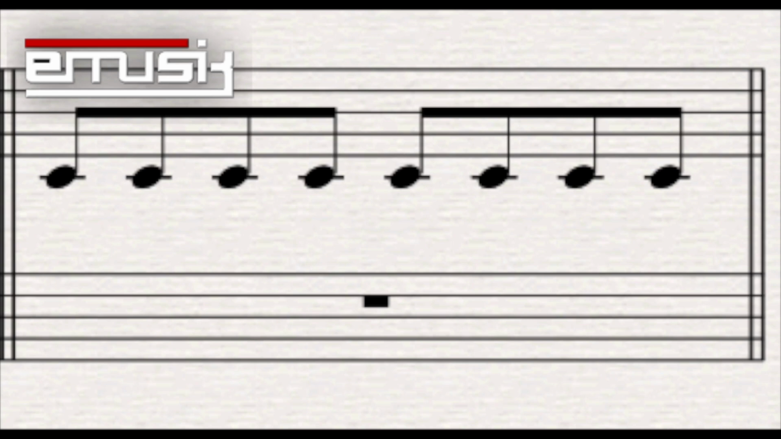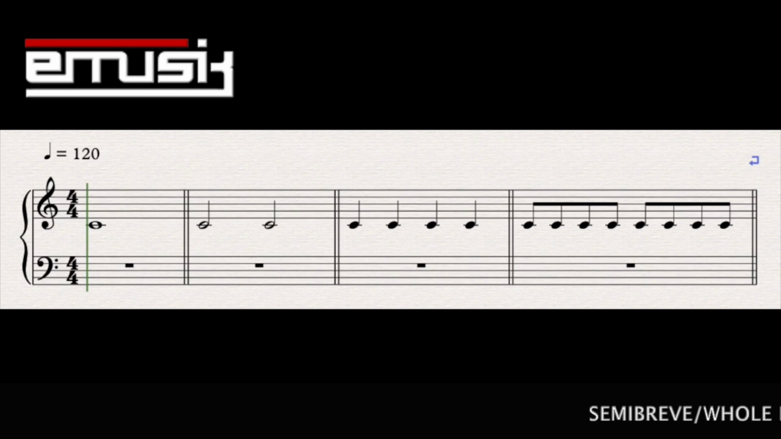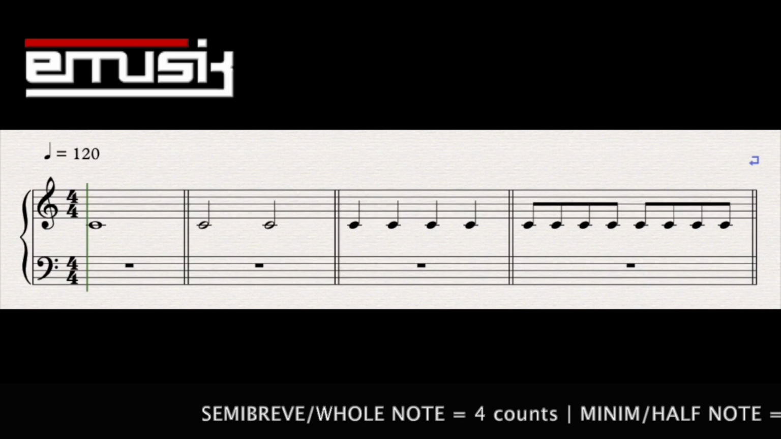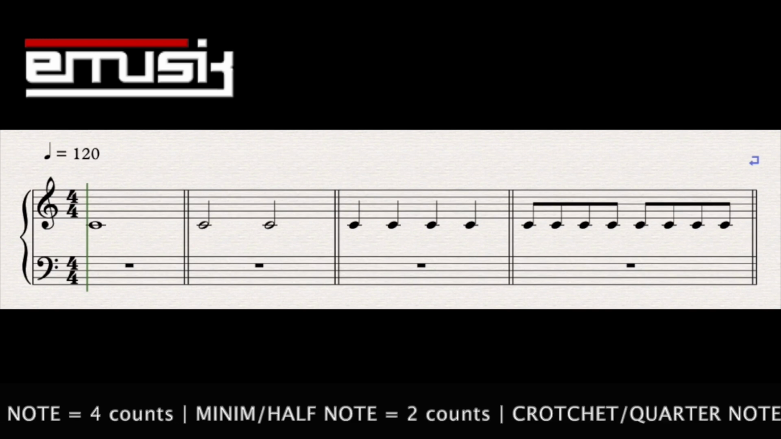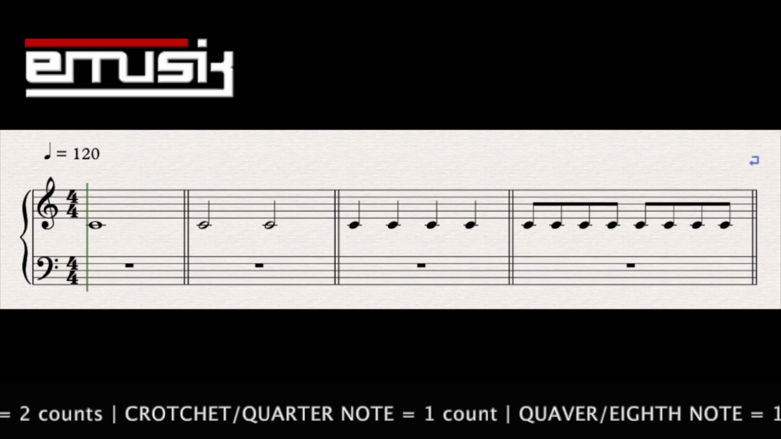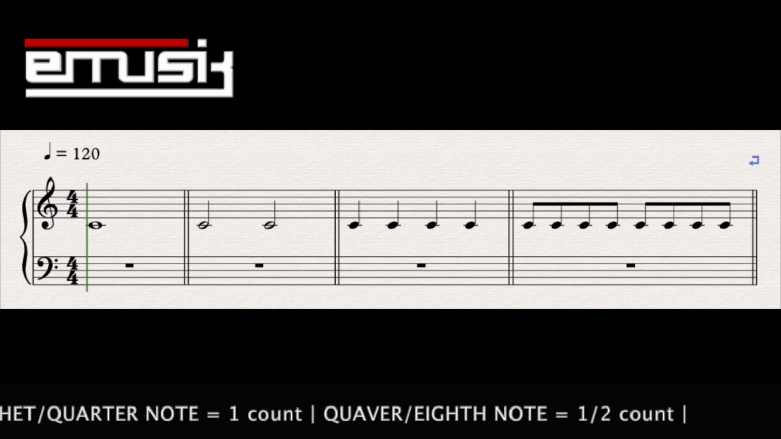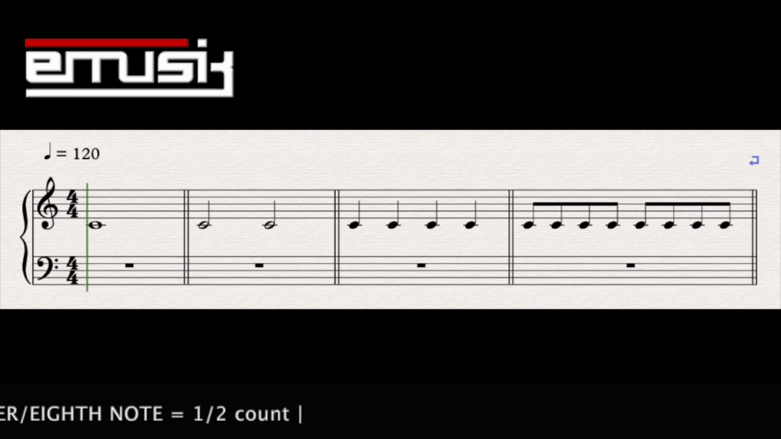As you can see, the pattern continues. Now, an 8th is half of a quarter. So there are going to be 8 individual beats in this bar. So in summary, a semibreve/whole note is for 4 counts. A minim/half note is for 2 counts. A crotchet/quarter note is for 1 count. And finally, a quaver, not the crisp, but the note/8th note, is for half a count.